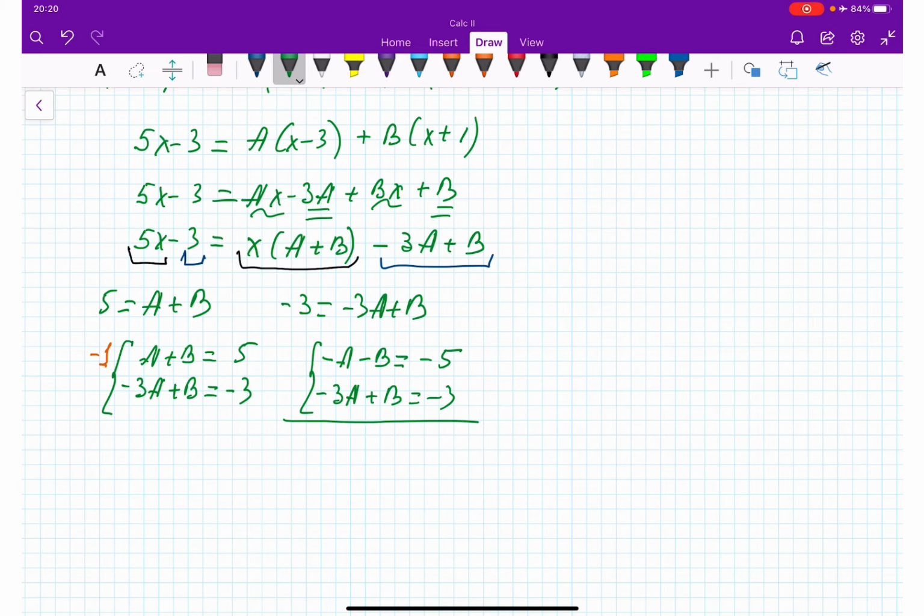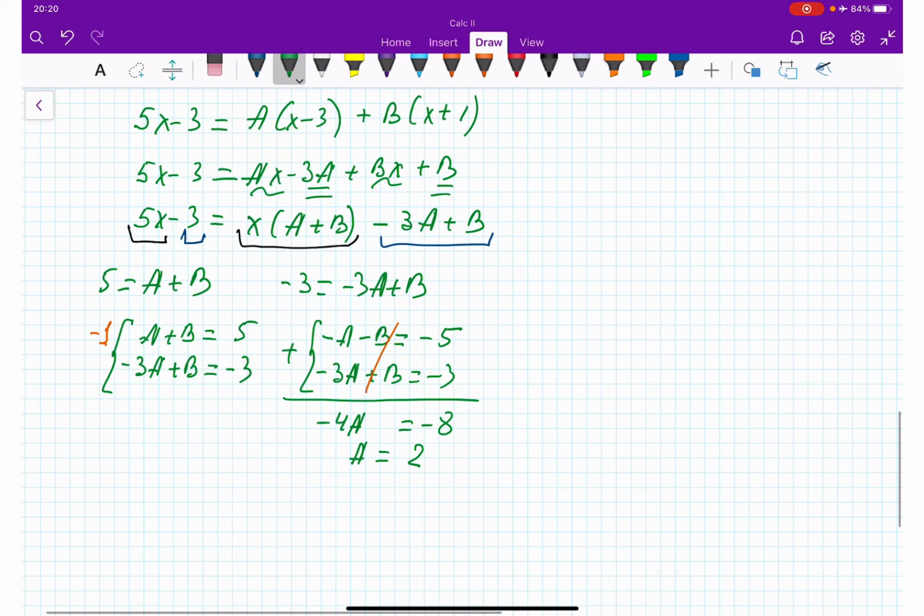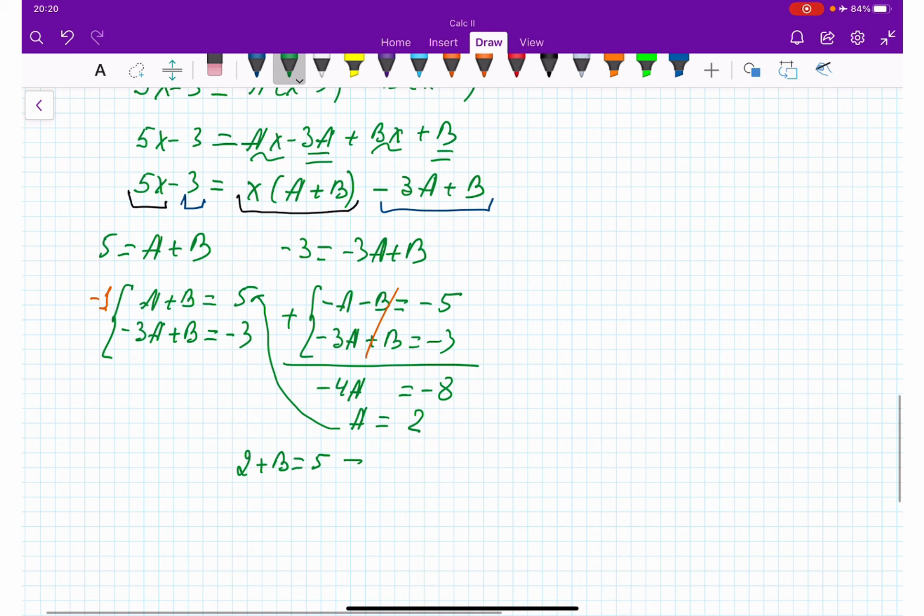So when we add, what's going to happen? This is gone. We are getting negative 4a is equal to negative 8. A is equal to 2. If a is equal to 2, I'm plugging this a equals 2 into this equation, and I'm getting 2 plus b is equal to 5, and from here b is equal to 3.